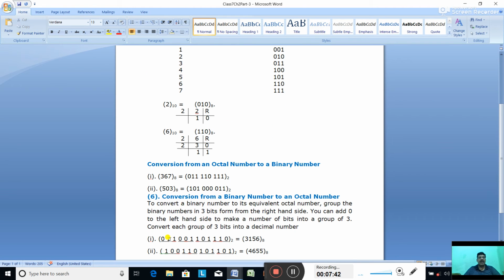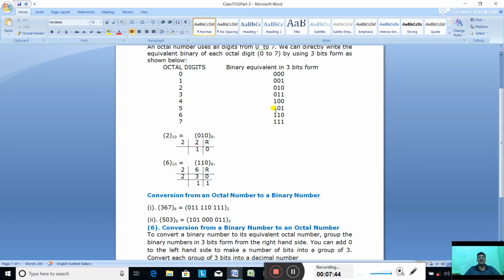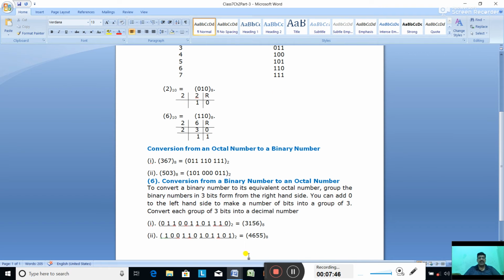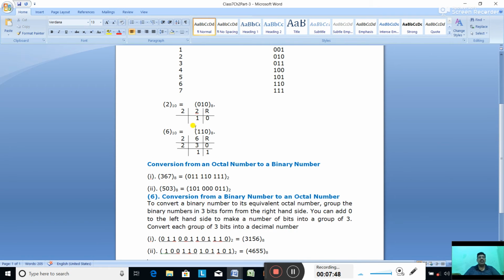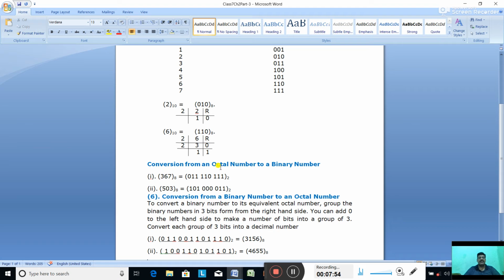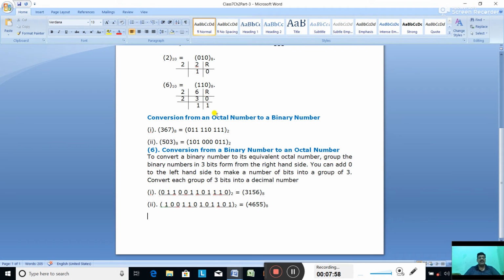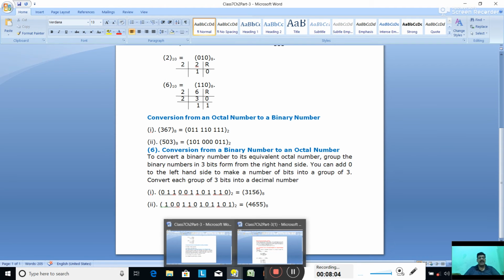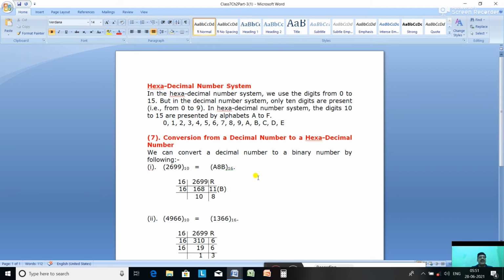First is 1 0 0. So 1 0 0, which number? 4. So write 4. Then 1 1 0, which number? 6. Write 6. Then 1 0 1, which number? 5. Write 5. Then again 1 0 1 means 5. So this way we can convert a binary number into an octal number. Alright. Now next, the hexadecimal number.